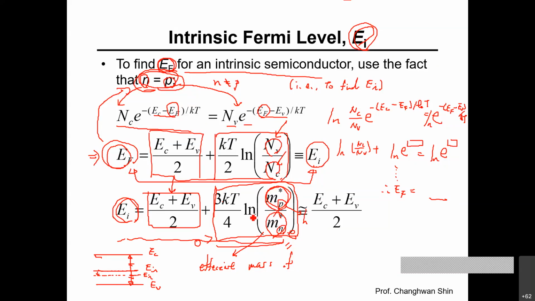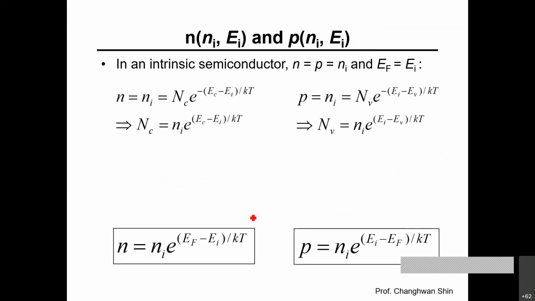All right, that's all for intrinsic Fermi level. We're going to use it a lot. E sub I indicates, simply speaking, mid gap. In the band gap, E sub I indicates the middle point of the energy band gap. So with that in mind, let's move on to the next one, n and p.